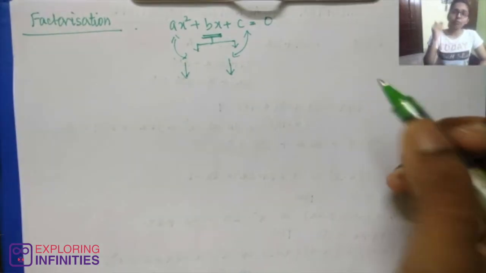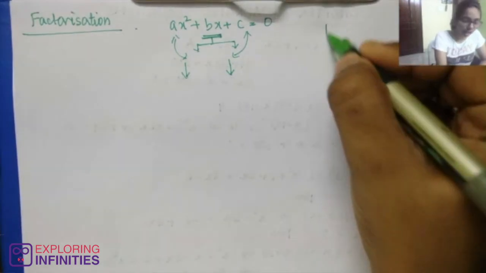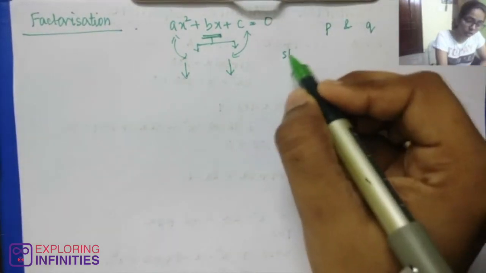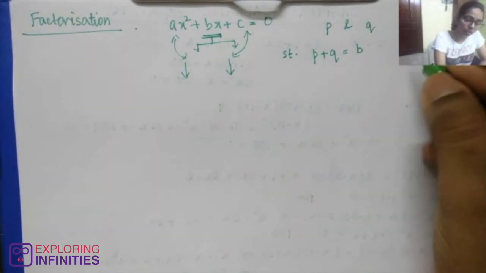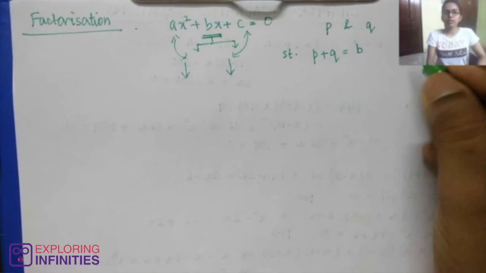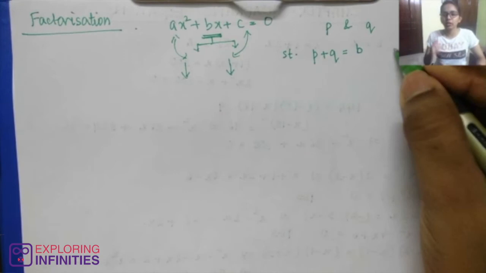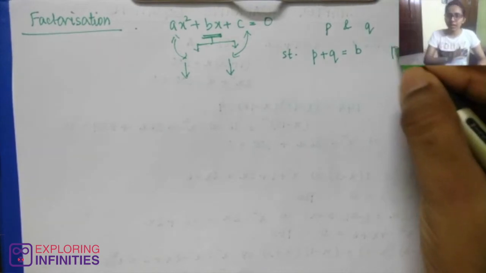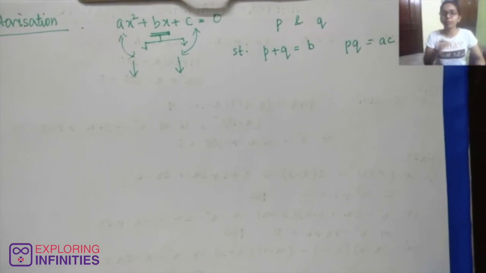So when you split your middle term, that is bx, you have to find two numbers, p and q, such that p plus q gives you b, and the product pq gives ac. So you have to keep these two things in your mind, that whenever you split your bx into two parts, that is px and qx, you have to remember that the product of p and q is ac and the sum of p and q is b.